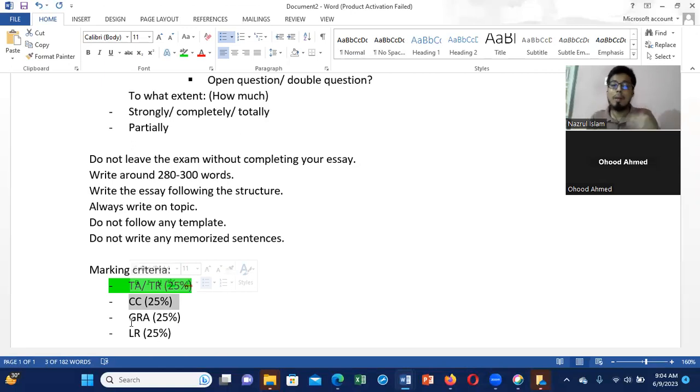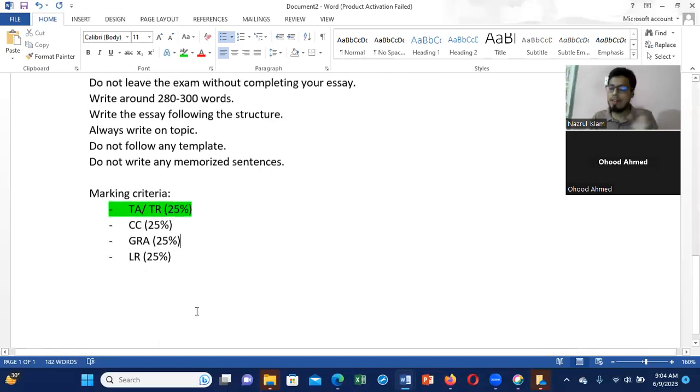Then third one, grammatical range and accuracy. They are talking about the variety of grammatical structures. The use of complex sentences is important. If you see the band descriptors here, you will see they say a lot about grammatical range and accuracy, and complex sentences. And last one, lexical resources.